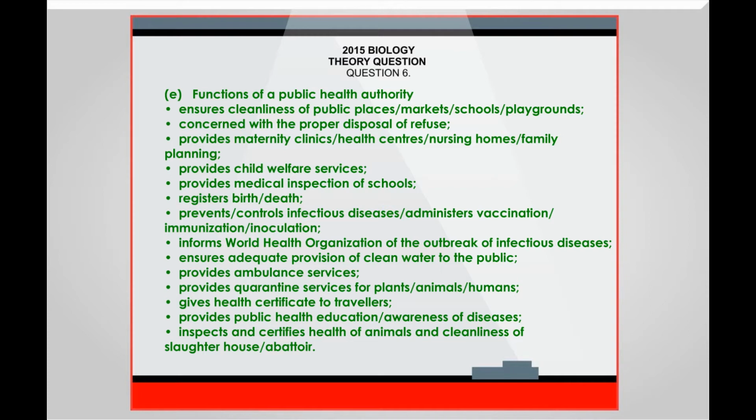Prevents and controls infectious diseases, administers vaccination, immunization, inoculation, informs the World Health Organization of the outbreak of infectious diseases. Ensures adequate provision of clean water to the public, provides ambulance services, provides quarantine services for plants, animals and humans, gives health certificates to travelers, provides public health education and awareness of diseases, inspects and certifies health of animals and cleanliness of slaughterhouse or abattoir.